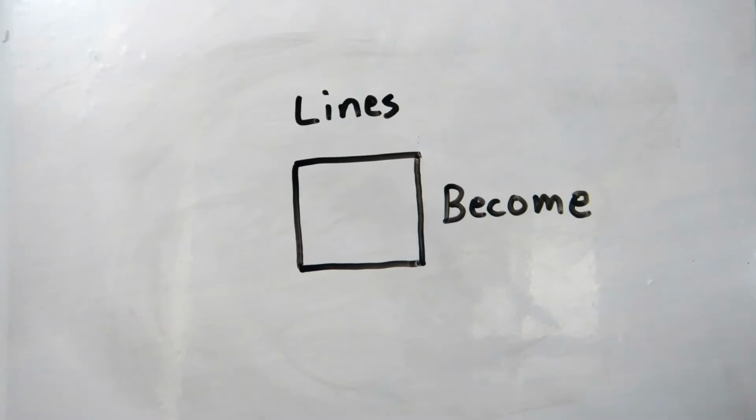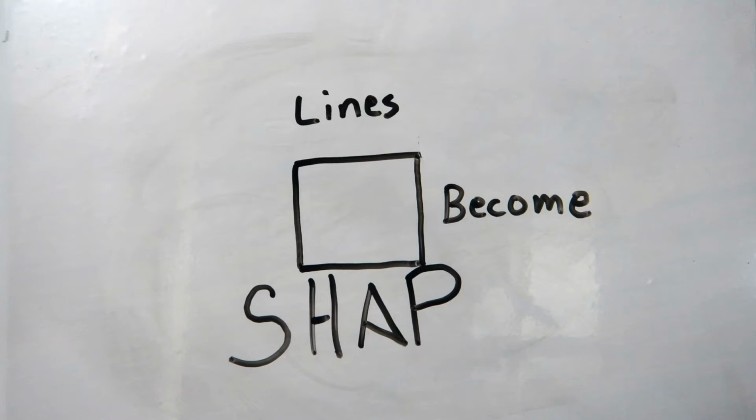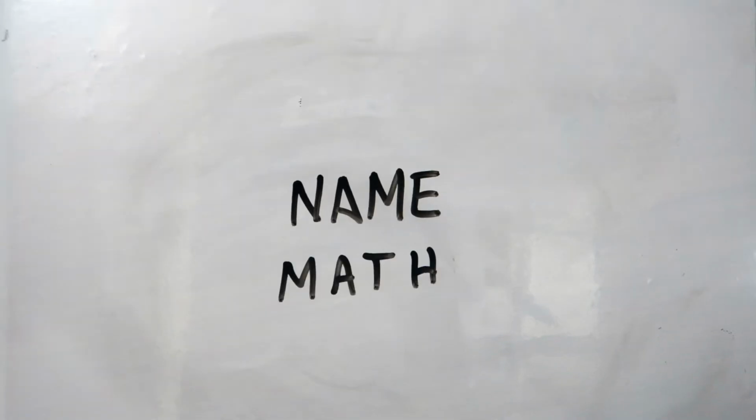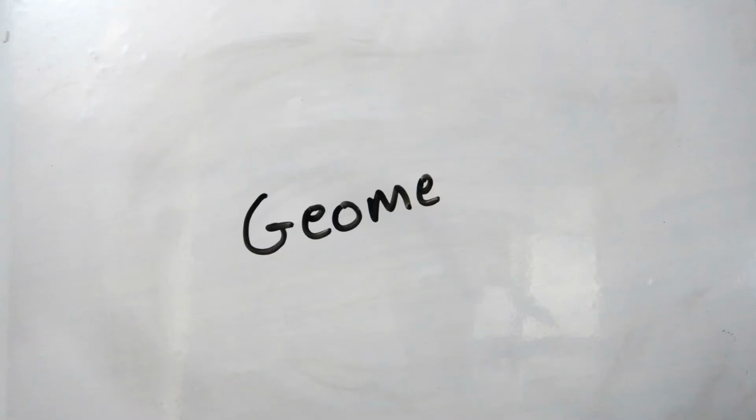Lines become shapes. First, one of our phrases that we have to remember is lines do become shapes. Now, if a shape has a name or you see it in math, we call those geometric shapes.